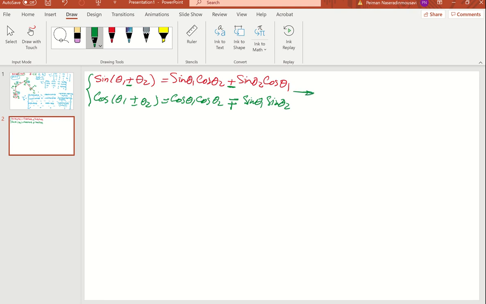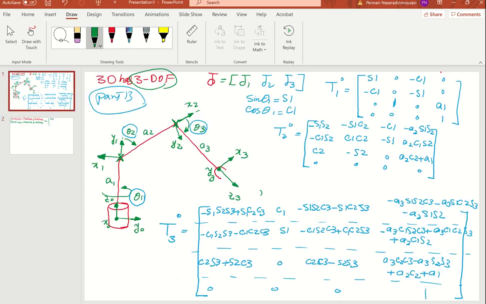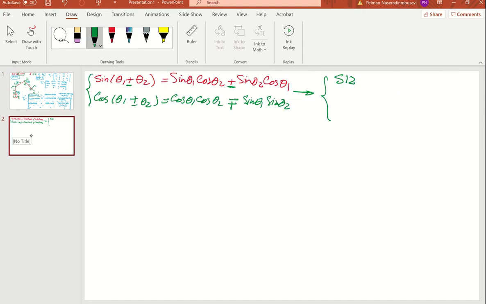Or based on my notation here, I'm gonna now change it. I'm gonna say S12 means this. S12 gonna be, let me show you, okay? Look at, for example, this term, guys. I factor out S1, so what you're gonna have is cosine theta 2, cosine theta 3 minus sine theta 2, sine theta 3. So based on this, that's right.